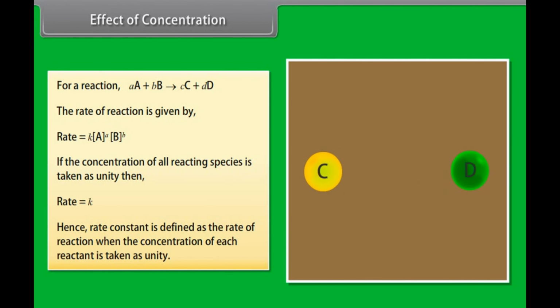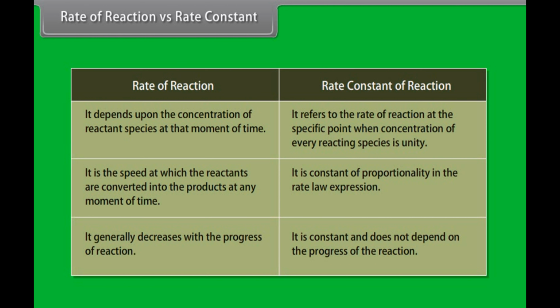Hence, rate constant is defined as the rate of a reaction when the concentration of each reactant is taken as unity. Rate of reaction versus rate constant. The important differences between the rate of the reaction and rate constant of the reaction are: rate of reaction depends upon the concentration of reactant species at that moment of time, while rate constant refers to the rate of reaction at the specific point when concentration of every reacting species is unity.